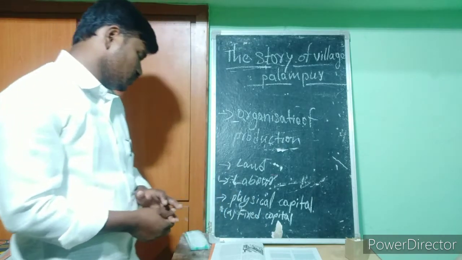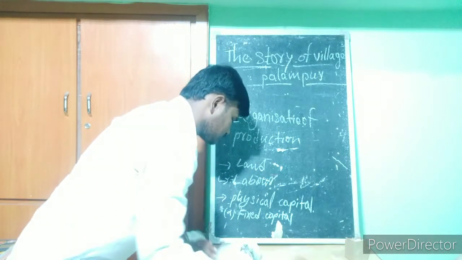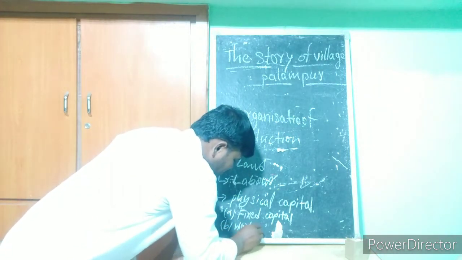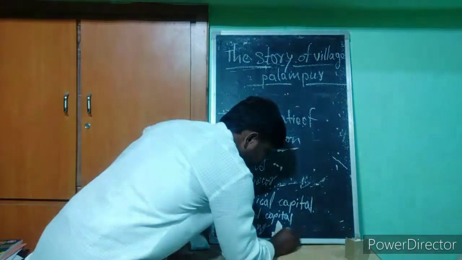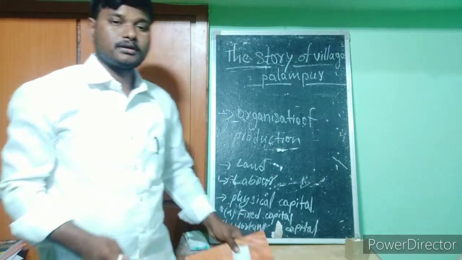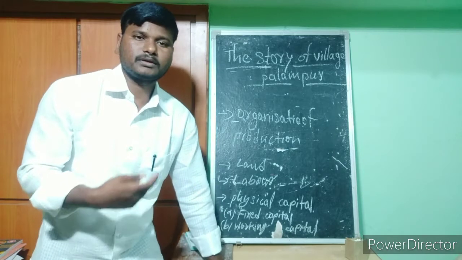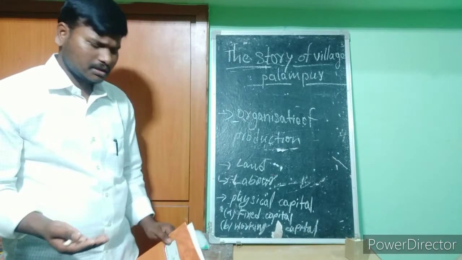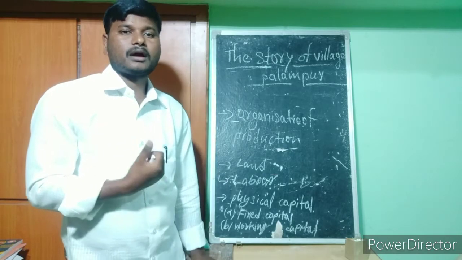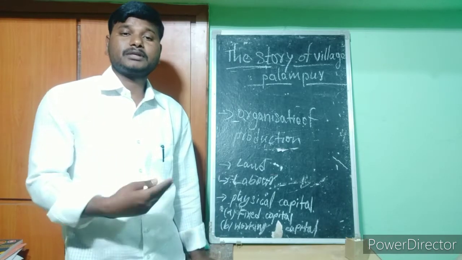Another one is working capital. Whenever the production is running, at that time we require raw material, so we have to bring that raw material, and also we require some amount on hand because we have to pay salaries to the laborers, and we have to pay for raw materials.